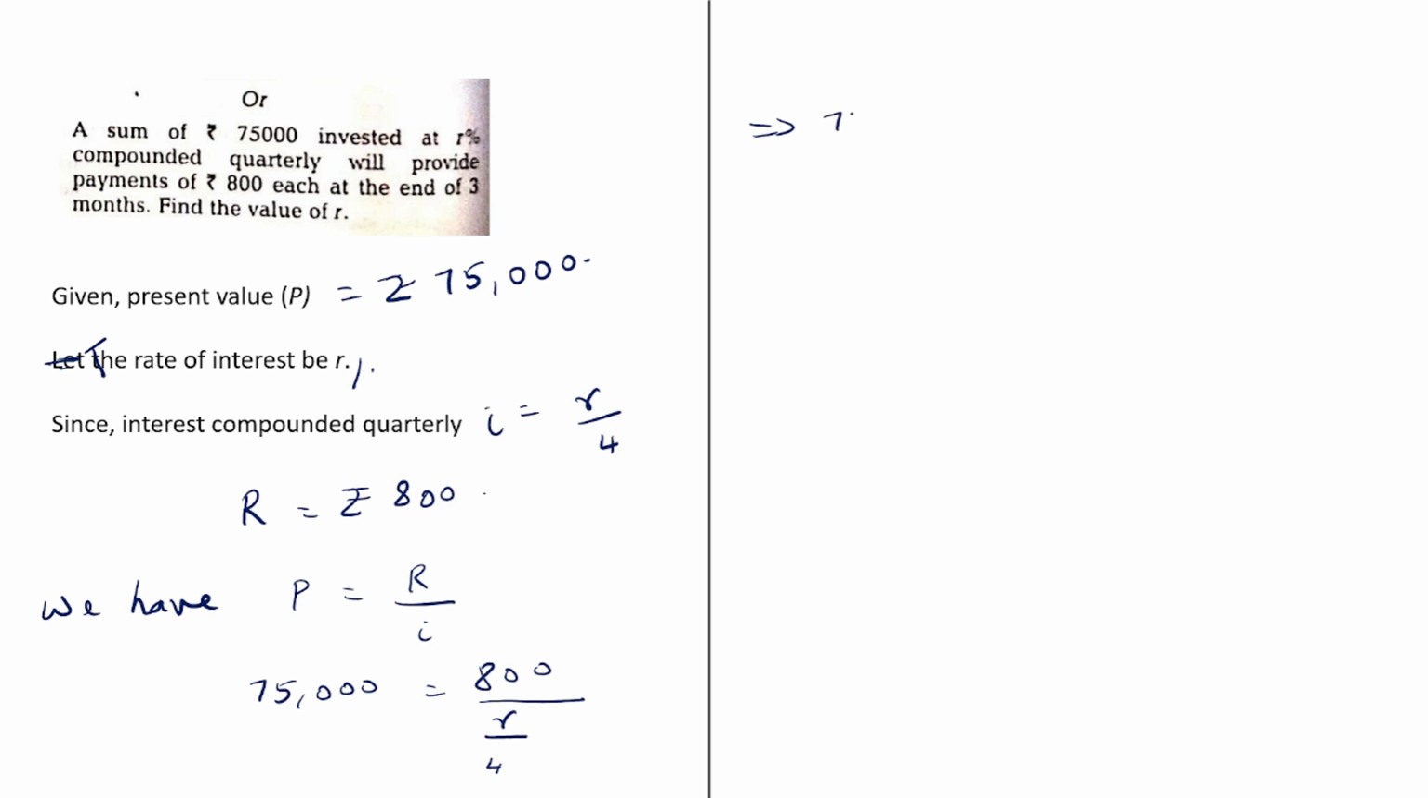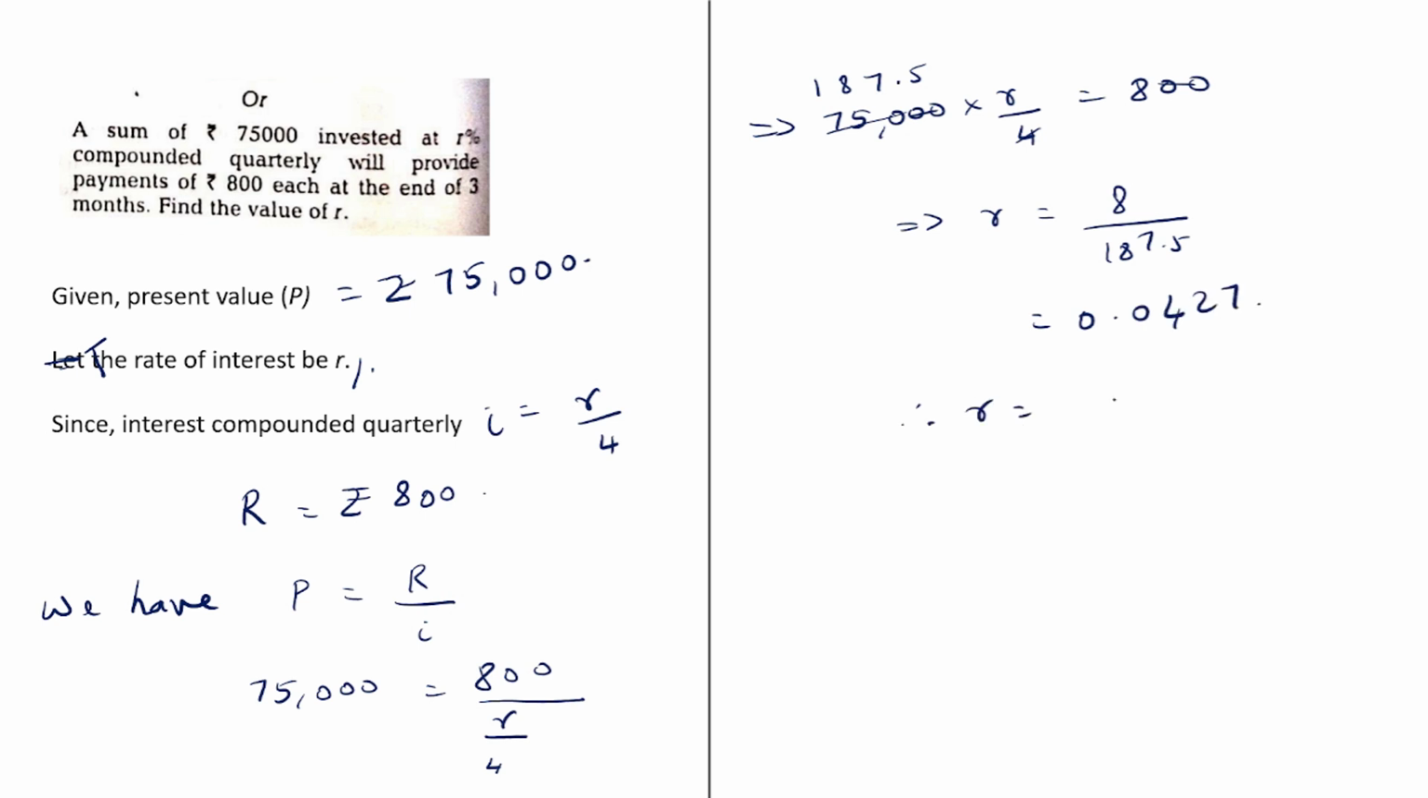So from this we get 75,000 into R by 4. If we cross multiply, we get this as equal to 800. So here these two zeros will go. When we divide by 4, 187.5. So from this we will get R as 8 upon 187.5. When we simplify, we get it as 0.0427. Therefore, R is equal to 4.27%. So this is the answer for R.